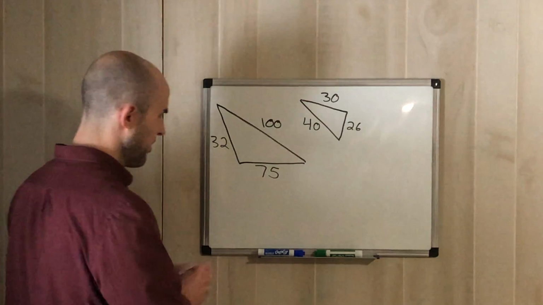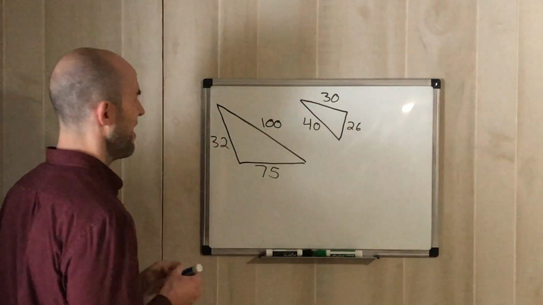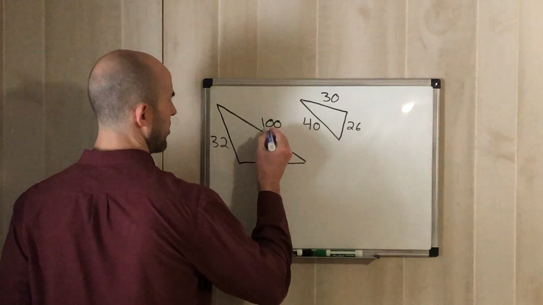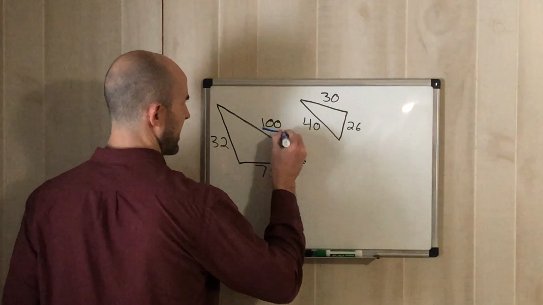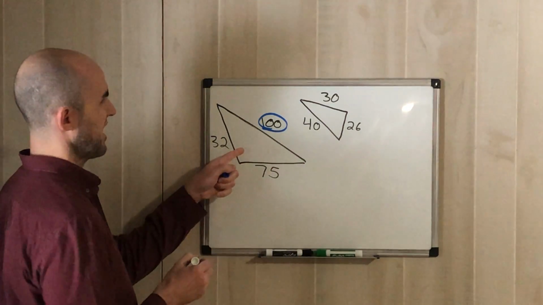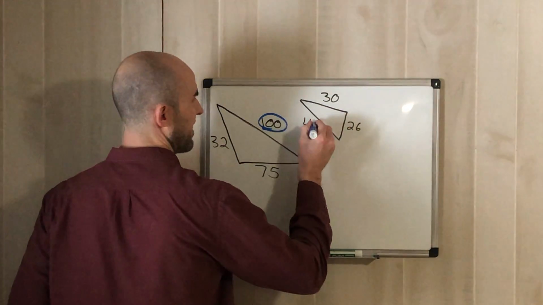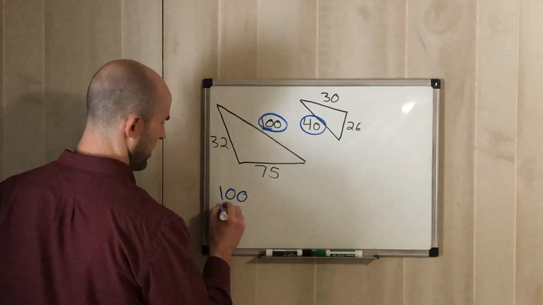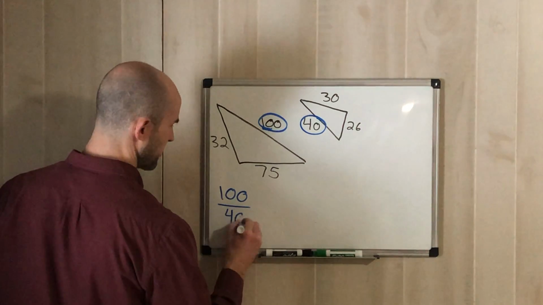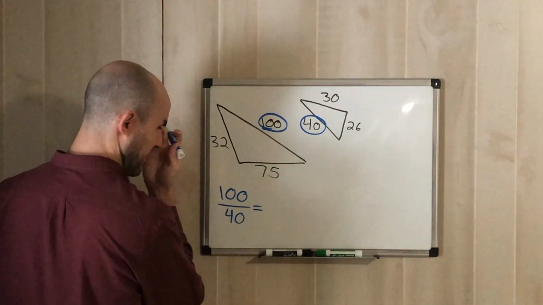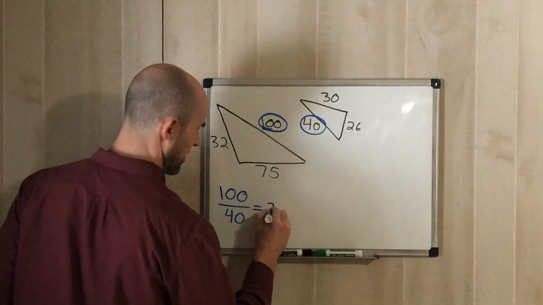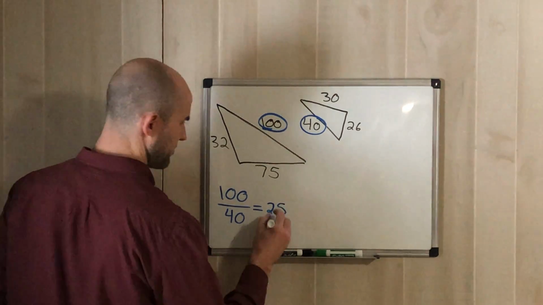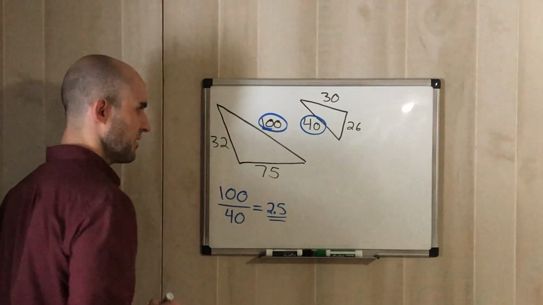And same thing we've done. Let's match up the sides that we have, right? So let's start. We know that the biggest side of this triangle is 100, and the biggest side of that triangle is 40. So we're going to put those two together. 100 divided by 40 is going to end up giving us 2.5. So that's one scale factor.